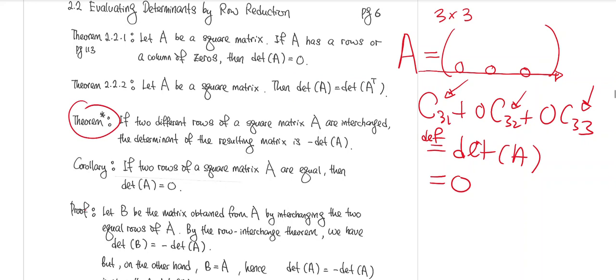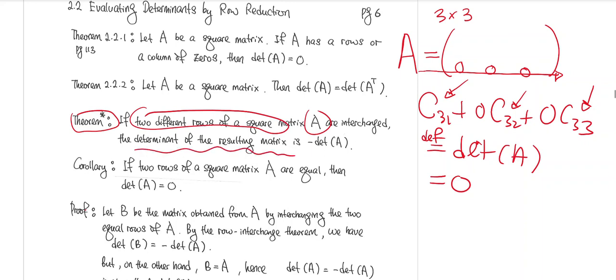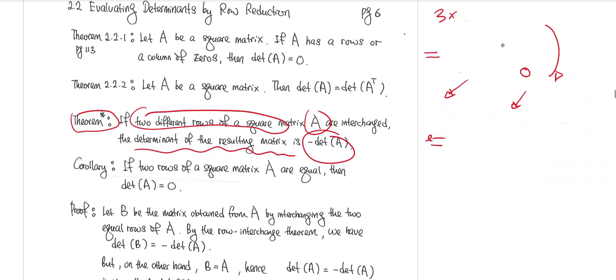All right. The next one is a theorem which I call Theorem Star. It's actually in the book, but the book presents it in a slightly different manner, so I'm not going to cite that theorem. I'm just going to write it as Theorem Star here. Theorem Star says that if you have a square matrix, and if you interchange two rows of that matrix, then the determinant of the resulting matrix is the negative of the determinant of A. Let me give you one example. What I'm saying is that suppose you have a matrix A.